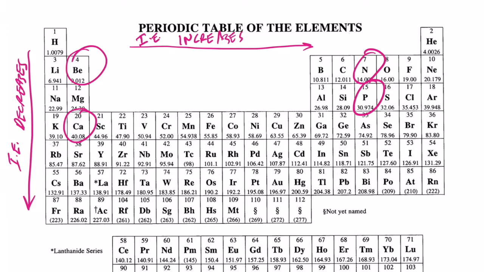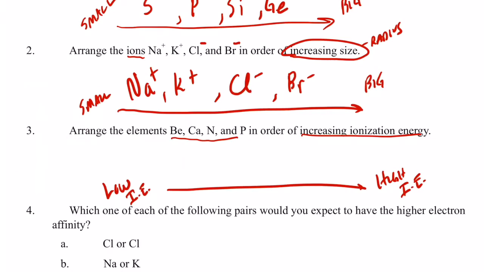So which of these is going to have the lowest? Which one's going to be the easiest to take an electron from? Looks like the one with the most energy levels. So calcium has 1, 2, 3, 4. So calcium would have the lowest ionization energy.